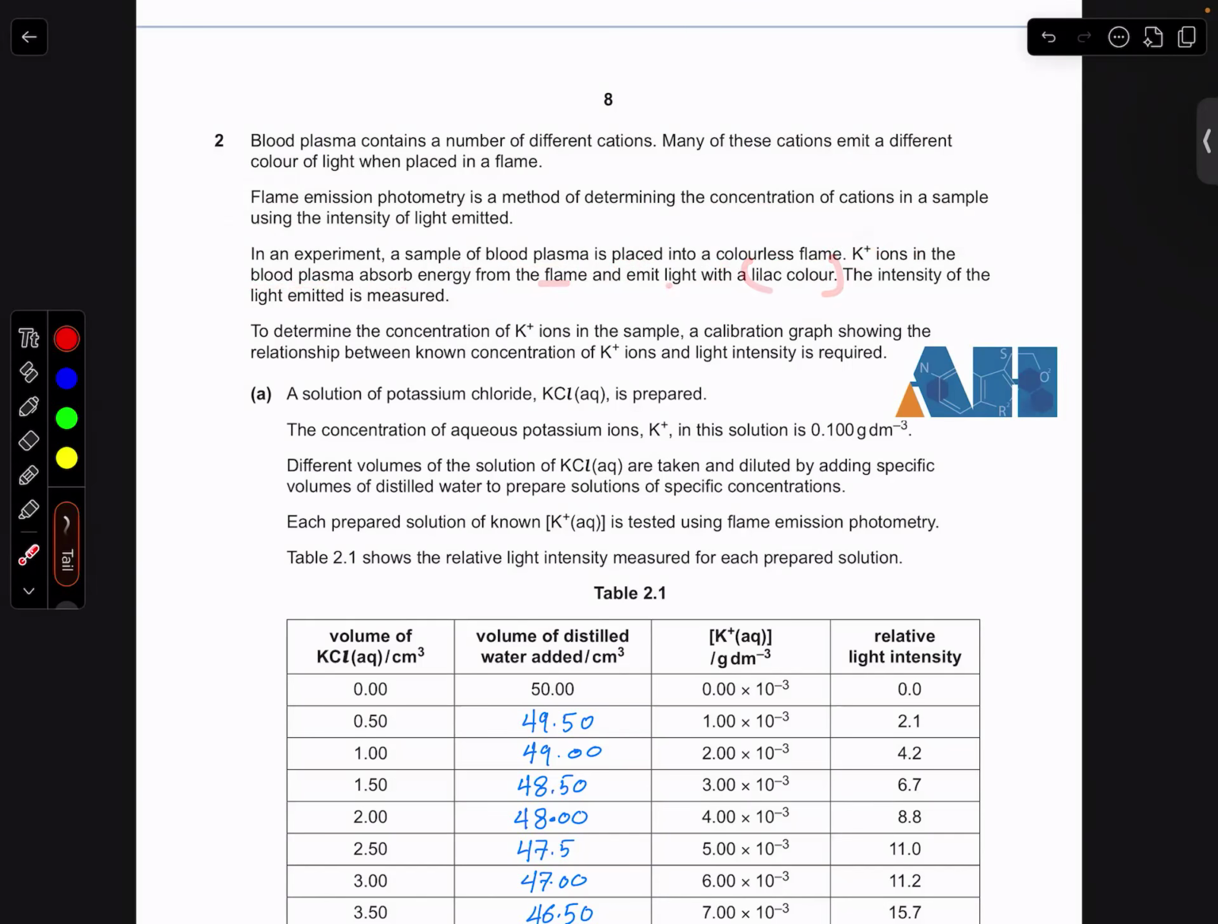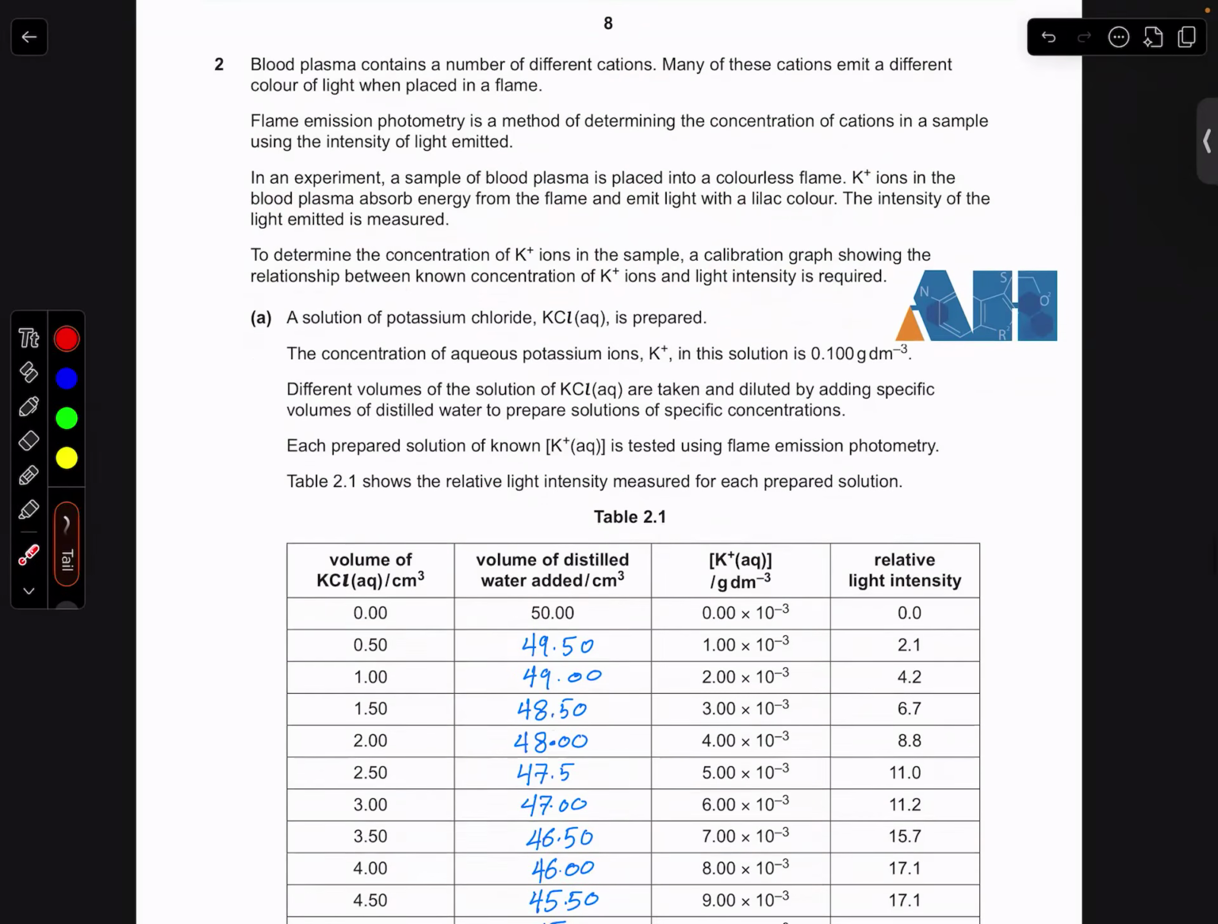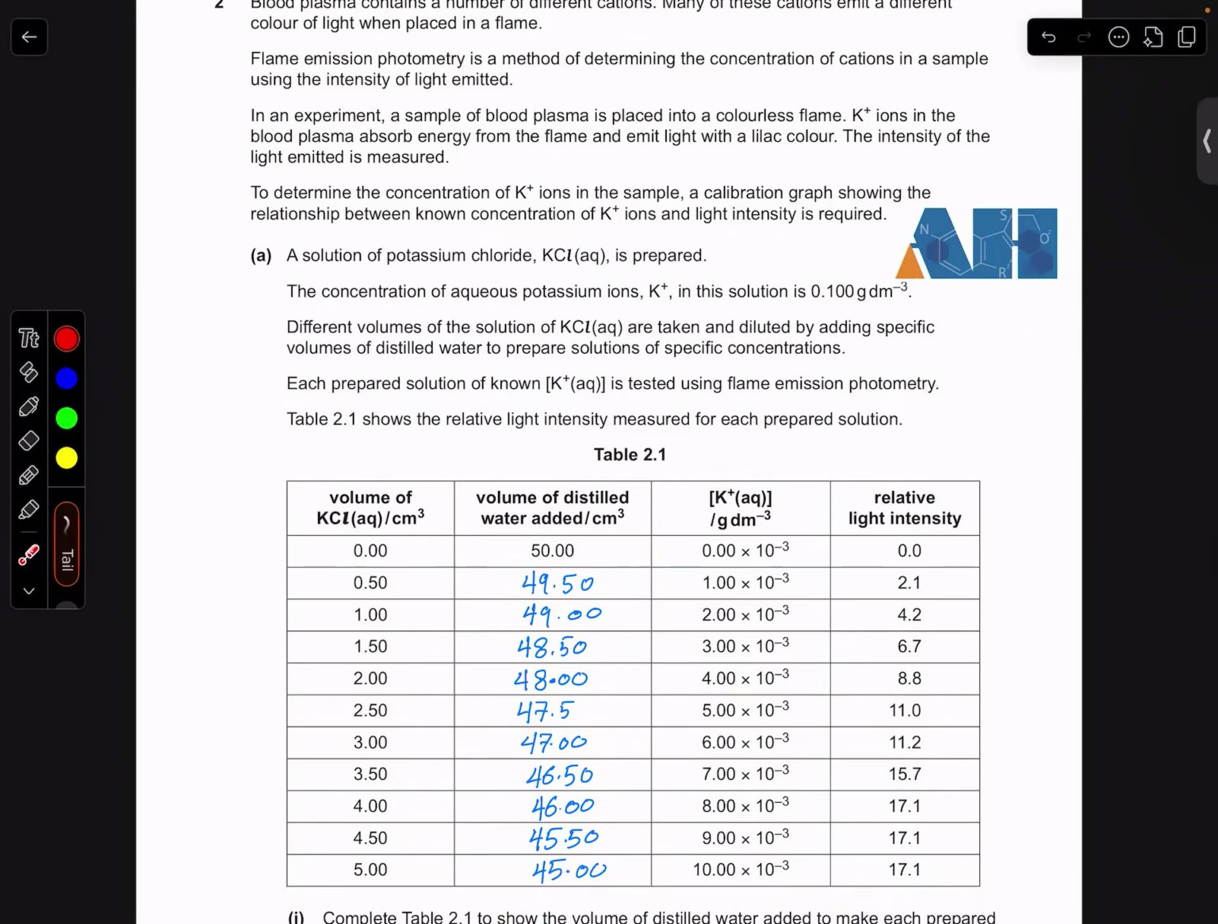And we know that the flame test of potassium is lilac. The intensity of the light emitted is measured. To determine the concentration of K ions in the sample, a calibration graph showing the relationship between the known concentration and the intensity of light is required. Right. And through this experiment, we will make the calibration graph, which is a relation between the concentration and the intensity of light produced by potassium ion.